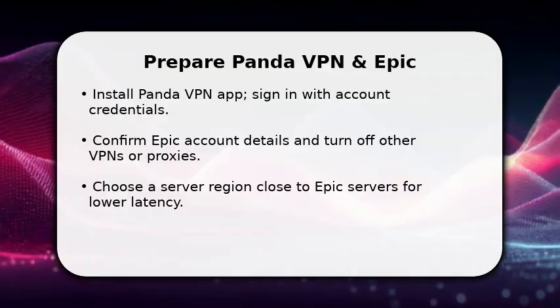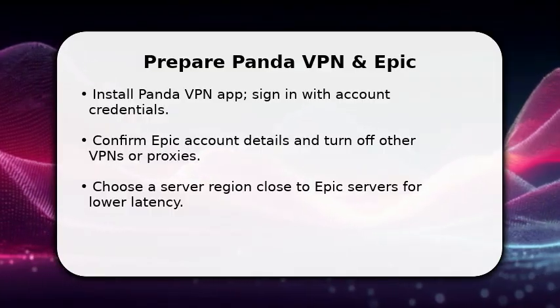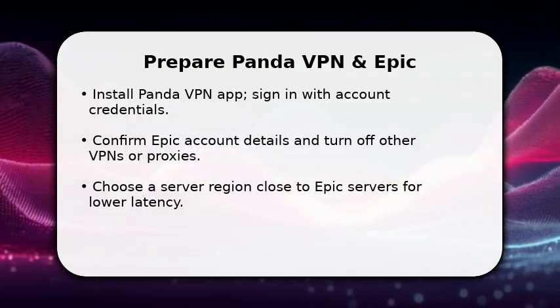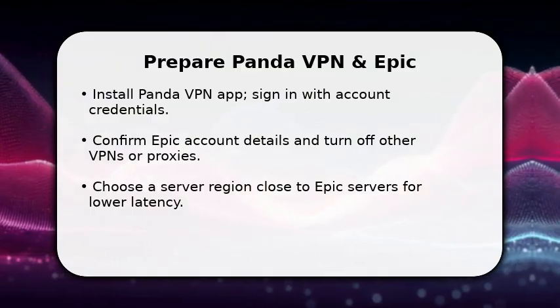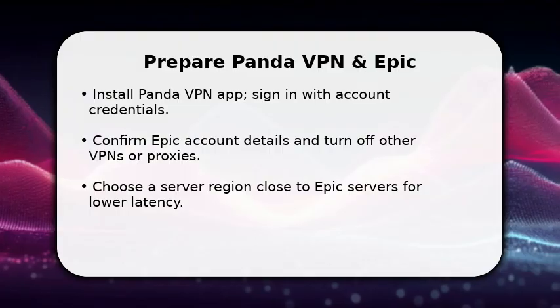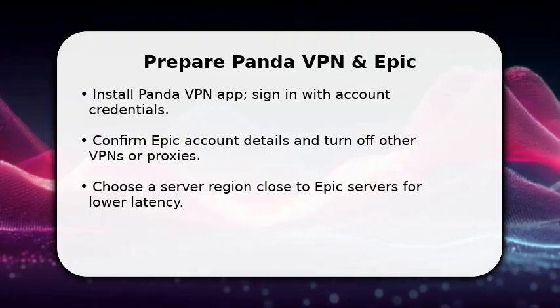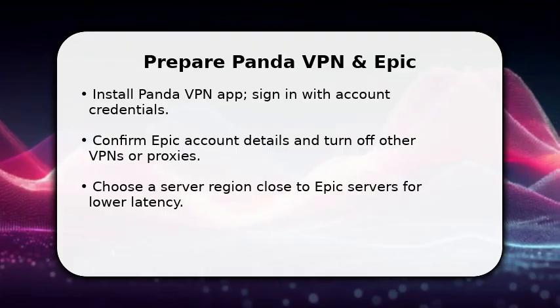You start by getting Panda VPN installed and logged in. This is crucial because authentication and secure tunnels must be active before Epic connects. Once done, make sure Epic is closed and no other VPN or proxy is running, since conflicts cause route issues.